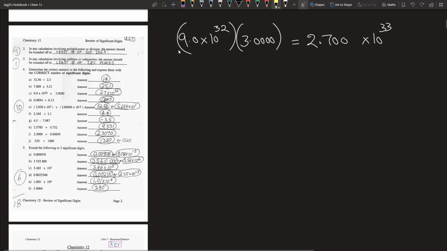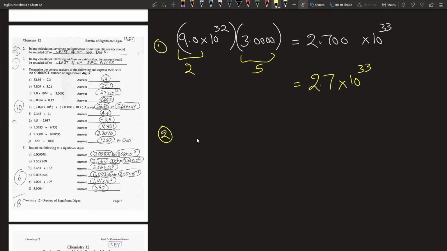But then we need to look at the sig figs. How many sig figs did 9.0 have? 2. The 0 after the decimal is going to count. What about this? All these zeros after the decimal are going to count. 1, 2, 3, 4, 5. My answer should only have 2. Right now, I'm seeing 4. So I need to fix that. This will just be 2.7 times 10 to the power 33. Any questions? No. Okay, good. Let's have a look at another example.